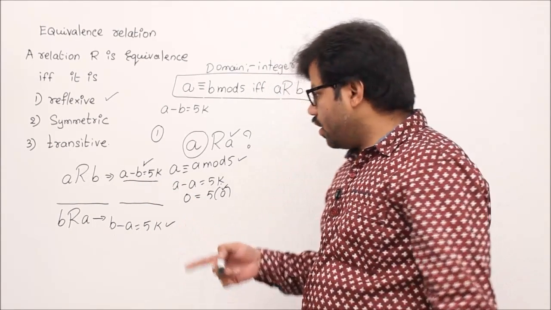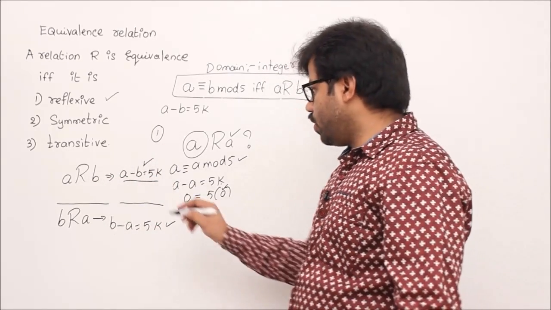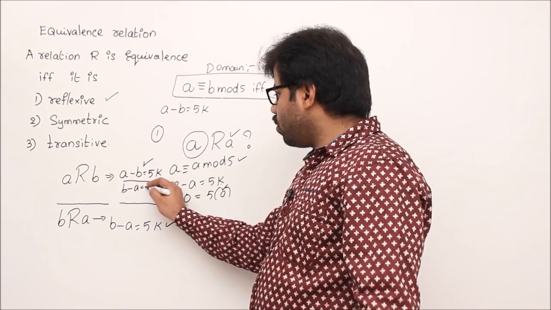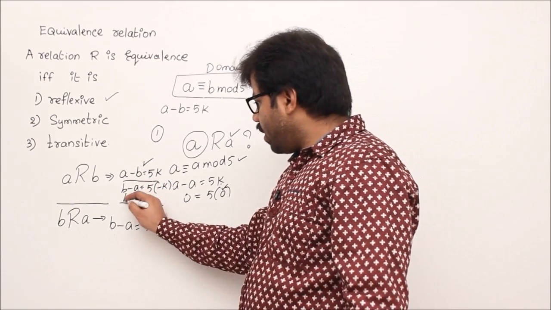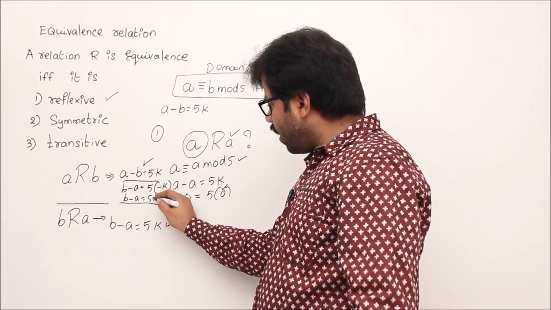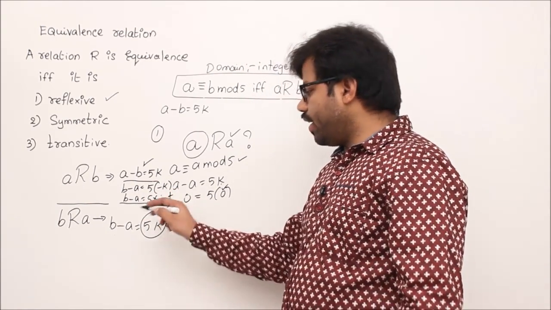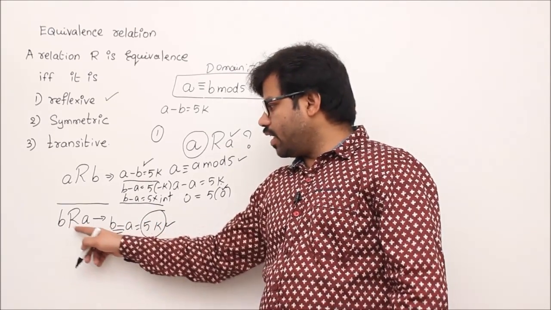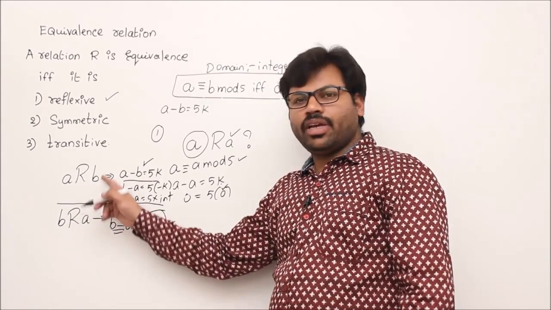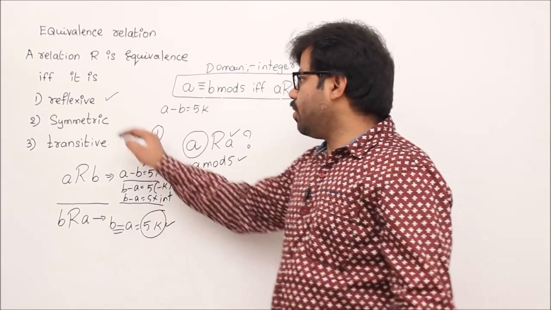If you can do it, then you are proving that this statement is true. Let's do it. B minus A equals, very simply, 5 into minus K, isn't it? Then B minus A equal to 5 into minus K, which is an integer whenever K is an integer. Then I got 5 into an integer form for B minus A, correct? That means B is related to A. I took A related to B and I have ensured that B is related to A automatically. That means it is symmetric.